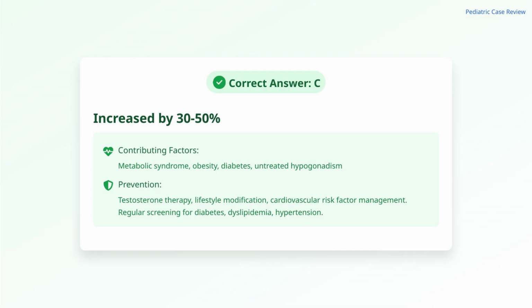Males with Klinefelter syndrome face significantly elevated cardiovascular mortality due to multiple risk factors including metabolic syndrome, obesity, type 2 diabetes, and chronic hypogonadism. Untreated testosterone deficiency worsens these cardiovascular risks. Comprehensive management requires testosterone replacement, aggressive lifestyle modification, and treatment of metabolic complications. Regular screening for diabetes, dyslipidemia, and hypertension, combined with appropriate interventions, can substantially reduce cardiovascular mortality in this population.